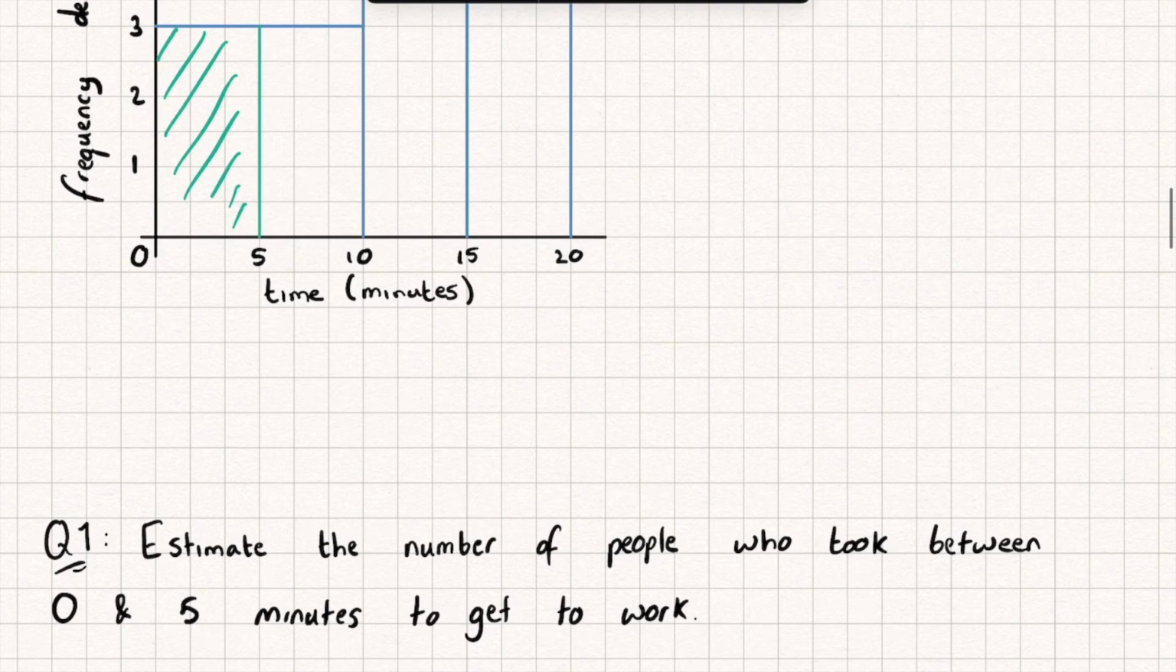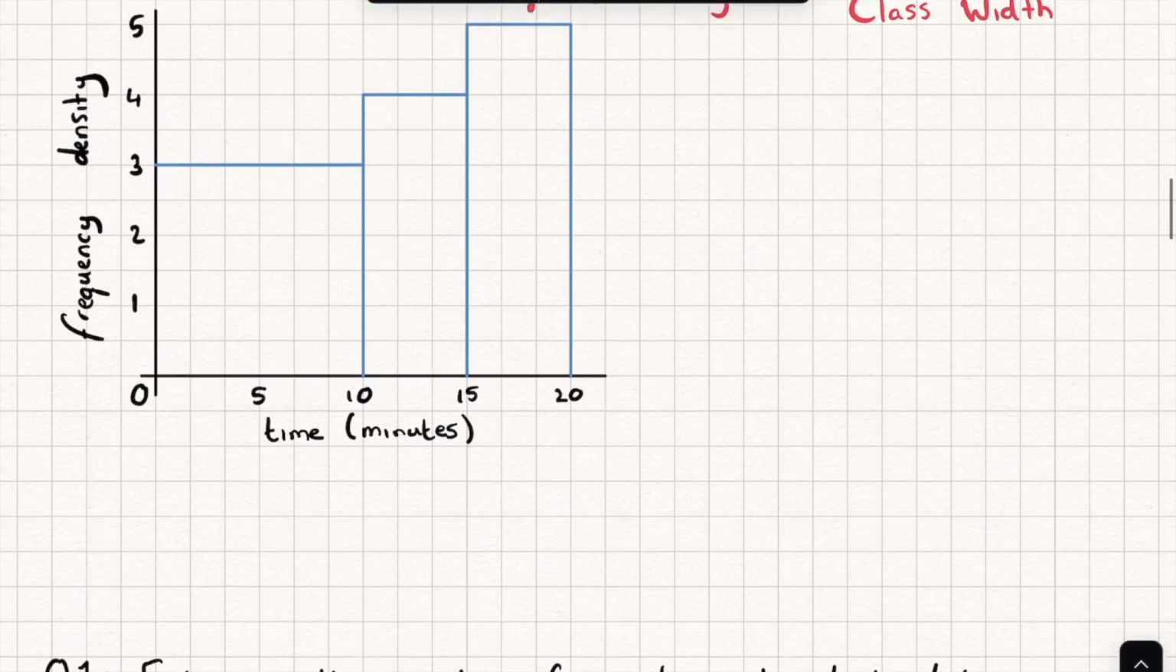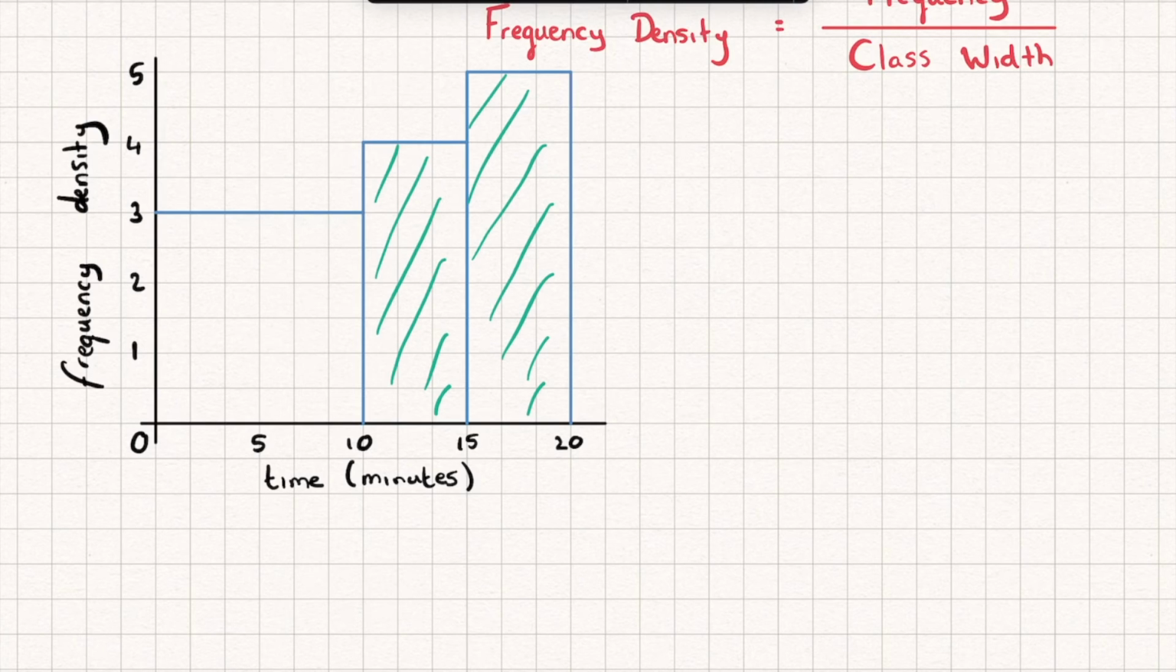Okay, let me remove this now just in case I need to use my histogram again. So the second one wants us to estimate the number of people who took over 10 minutes to get to work. So over 10 minutes, okay, well that's going to be anyone who is past this point on my histogram. So that's the area of this bar here plus the area of this bar here. Okay, hopefully you can see that.